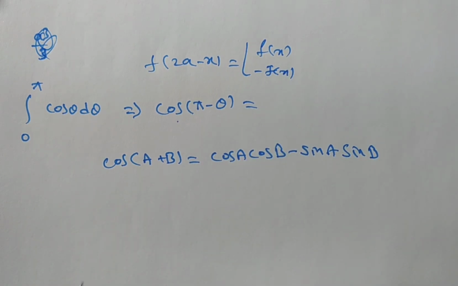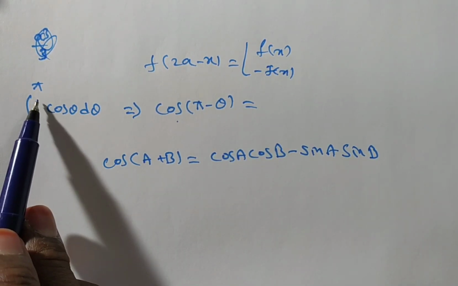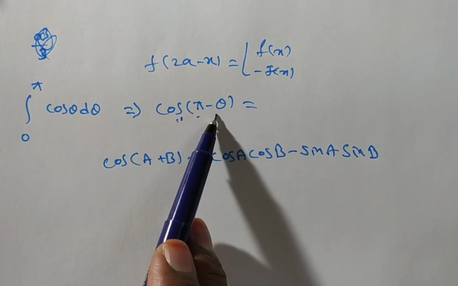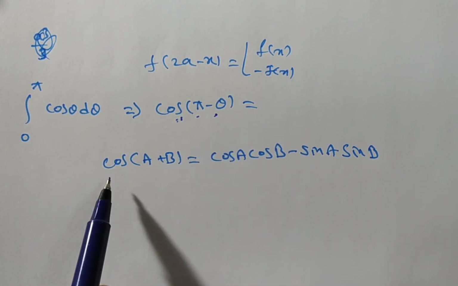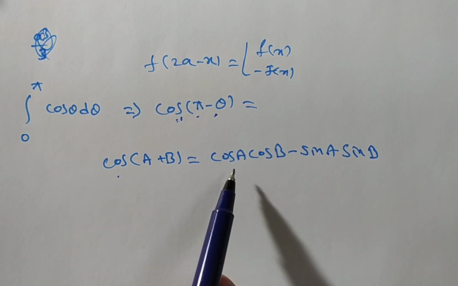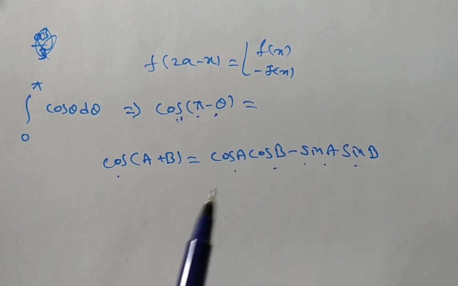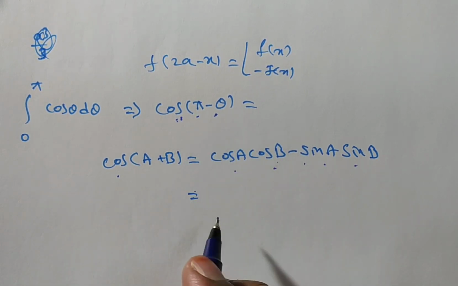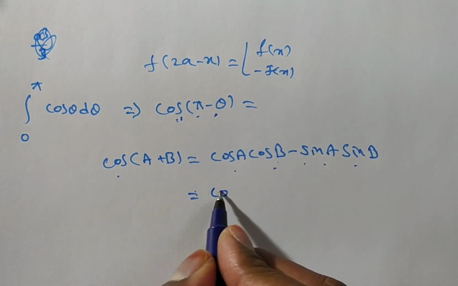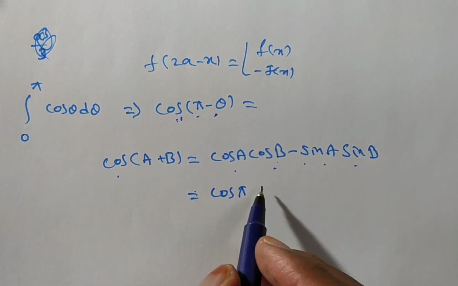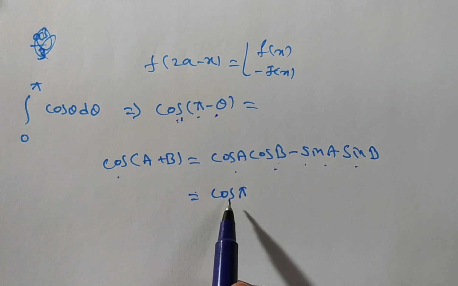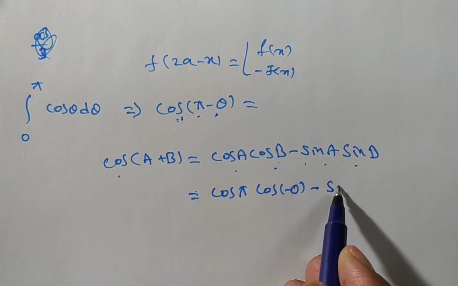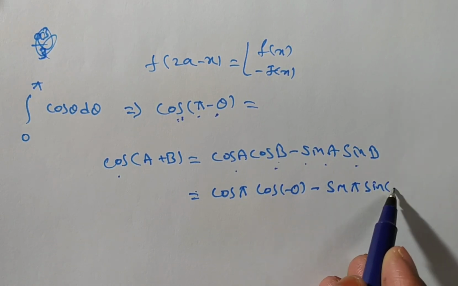If we replace x by 2a minus x, we get f of x or minus f of x. Just verifying that. For that, here instead of 2a we have pi. So the function is cos, so cos of pi minus theta. I want to expand this one. We have the formula cos of a plus b is equal to cos a cos b minus sin a sin b. So what is a here? You have pi. What is b? You have minus theta. So cos pi times cos of minus theta minus sin pi times sin of minus theta.